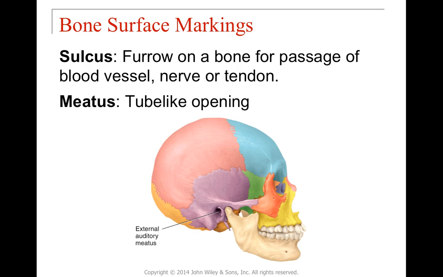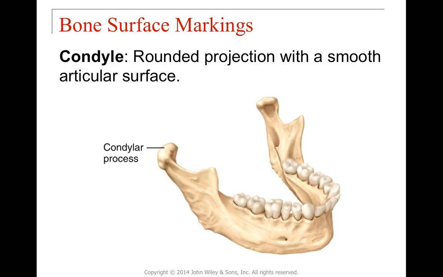Sulcus is anytime we have a furrow on a bone, so like a little channel basically. And again, that's for passage of blood vessels, nerves, or tendons as well. We also have tube-like openings. This is a meatus here. This here is the auditory meatus, which is where our ears are going to connect. It's going to allow for sound waves to travel in. But anytime you see the word meatus, it just means a tube-like opening into the other region, which in this case would be the inside of the skull.